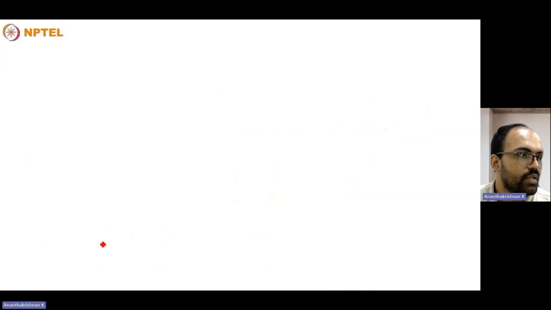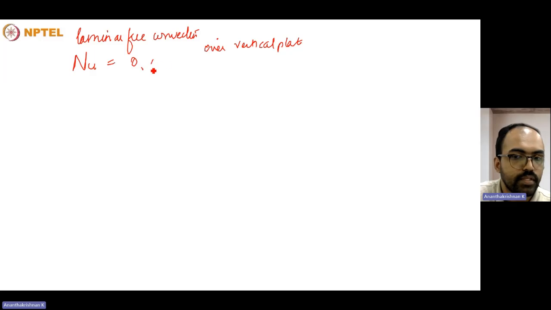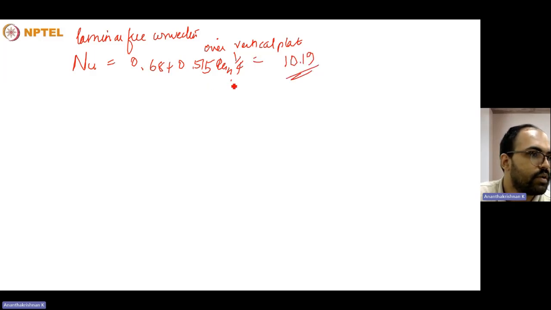So the Nusselt number for the laminar free convection over a vertical plate will be given by 0.68 plus 0.515 Rayleigh number raised to 1 by 4. Substituting the value of the Rayleigh number, we get 10.19.